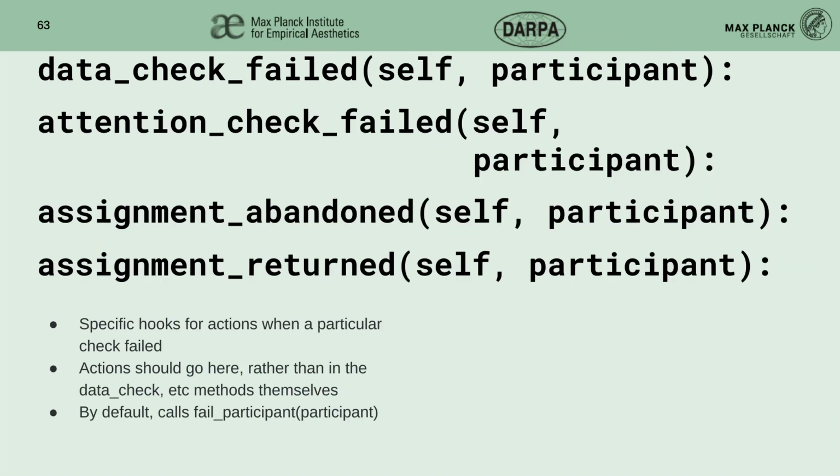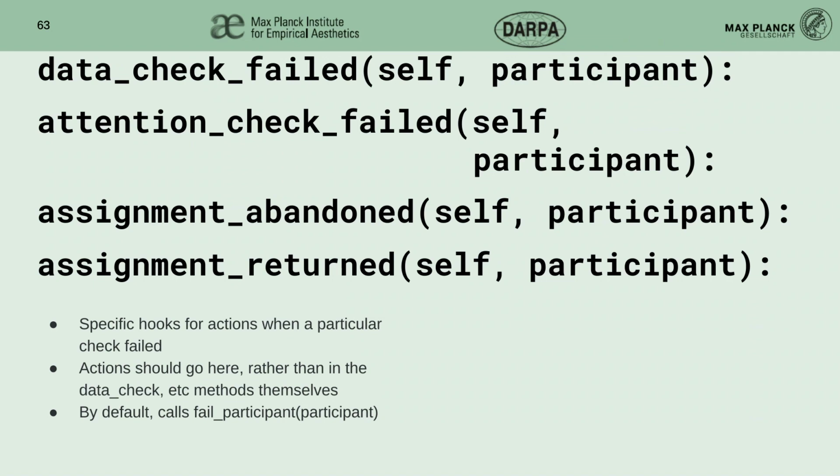And there's a couple of others we touched on briefly. There's assignment abandoned and assignment returned. These are called when the user either exceeds the time limit or says, I don't want to do this anymore, I want to give it back. And here you can put in hooks to say, I want these things to happen.